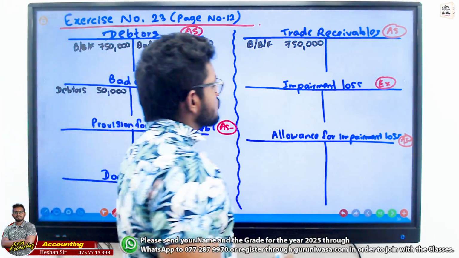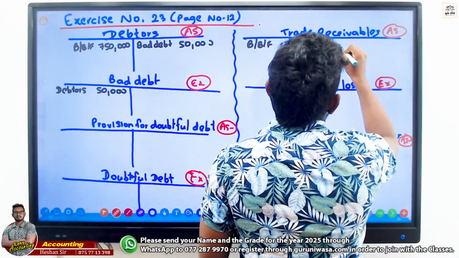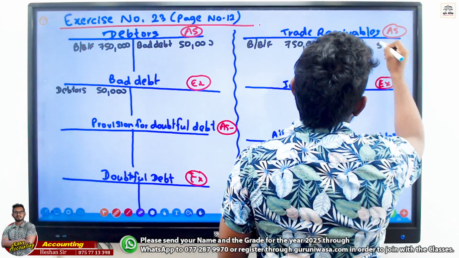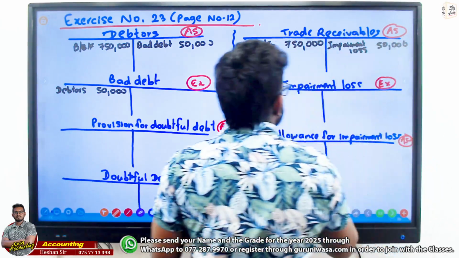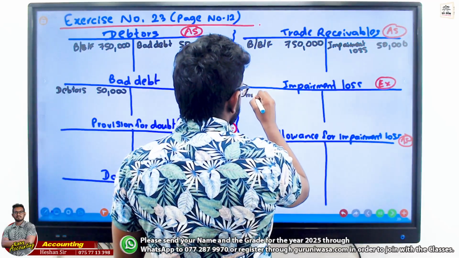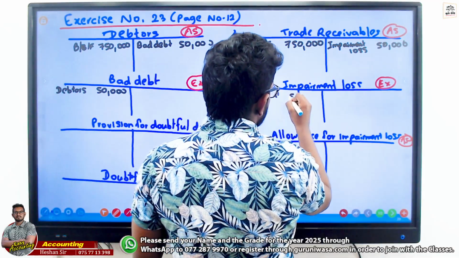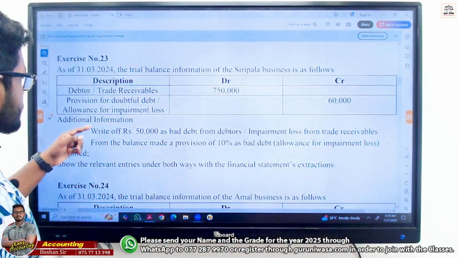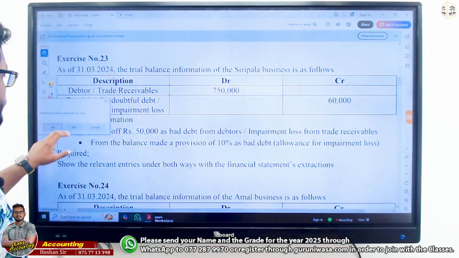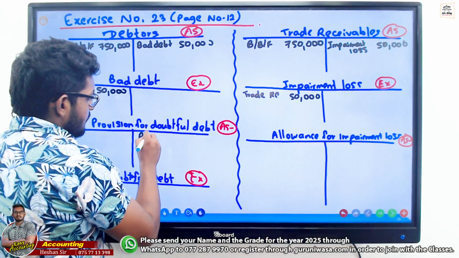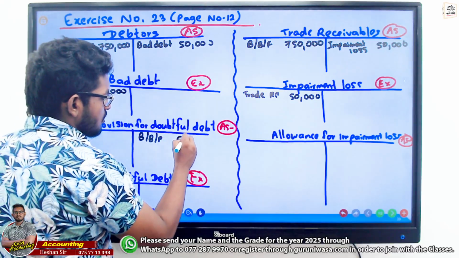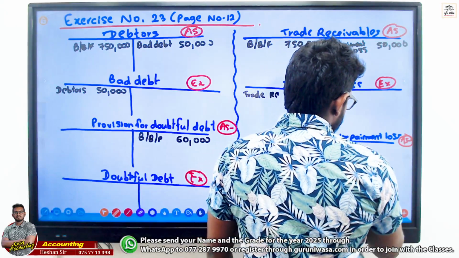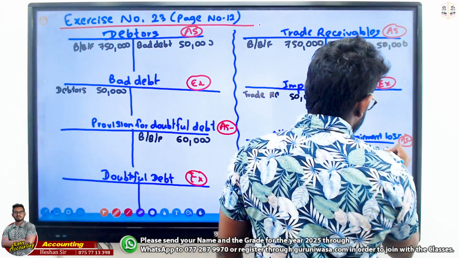In here, what we do? Impairment loss 50,000. Bad debts means impairment loss. Trade receivables 50. Now we deduct, I forgot to write now. The allowance, provision for doubtful debt balance was 60,000. Since it is an asset decrease account, the balance comes under the credit side. In here, this represents allowance for impairment loss 60,000.